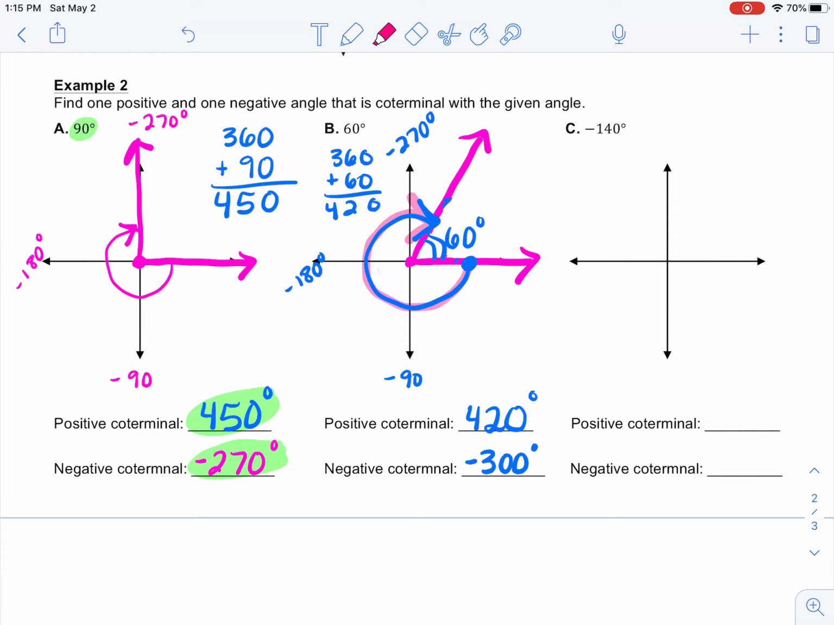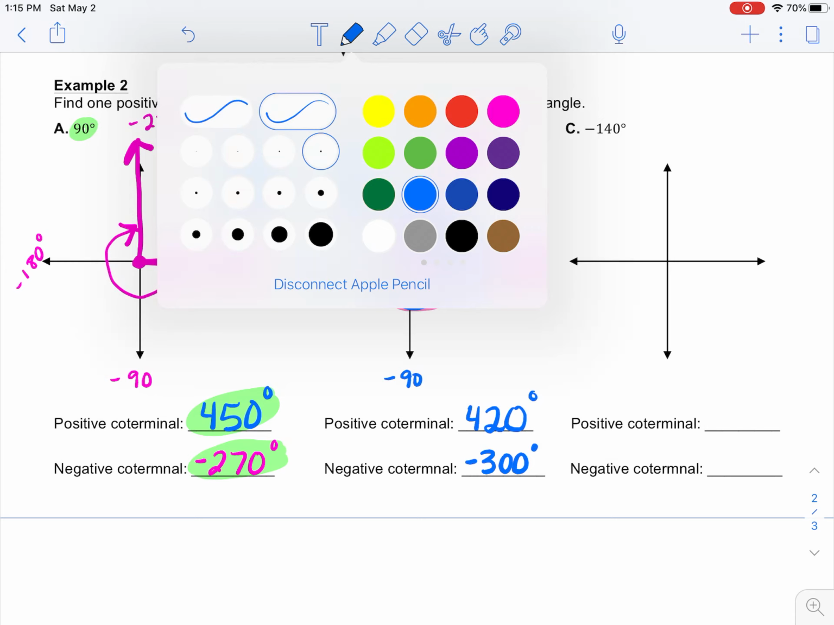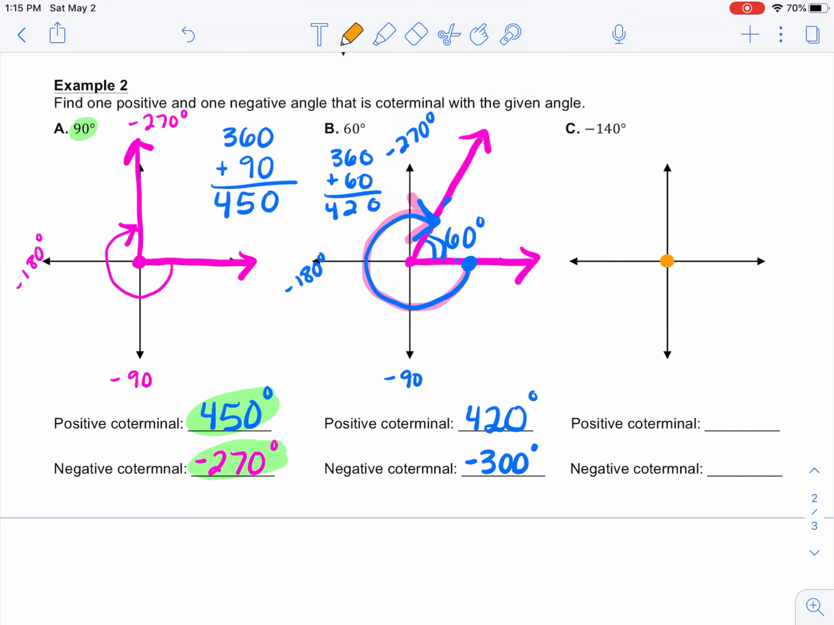Okay, and then the last one, negative 140 degrees. So we're going to start right here at the positive x-axis. And then we need to go back 90 and then past that. Now this would be negative 180, so it's going to be in the third quadrant here. And your angle is going to look something like this.